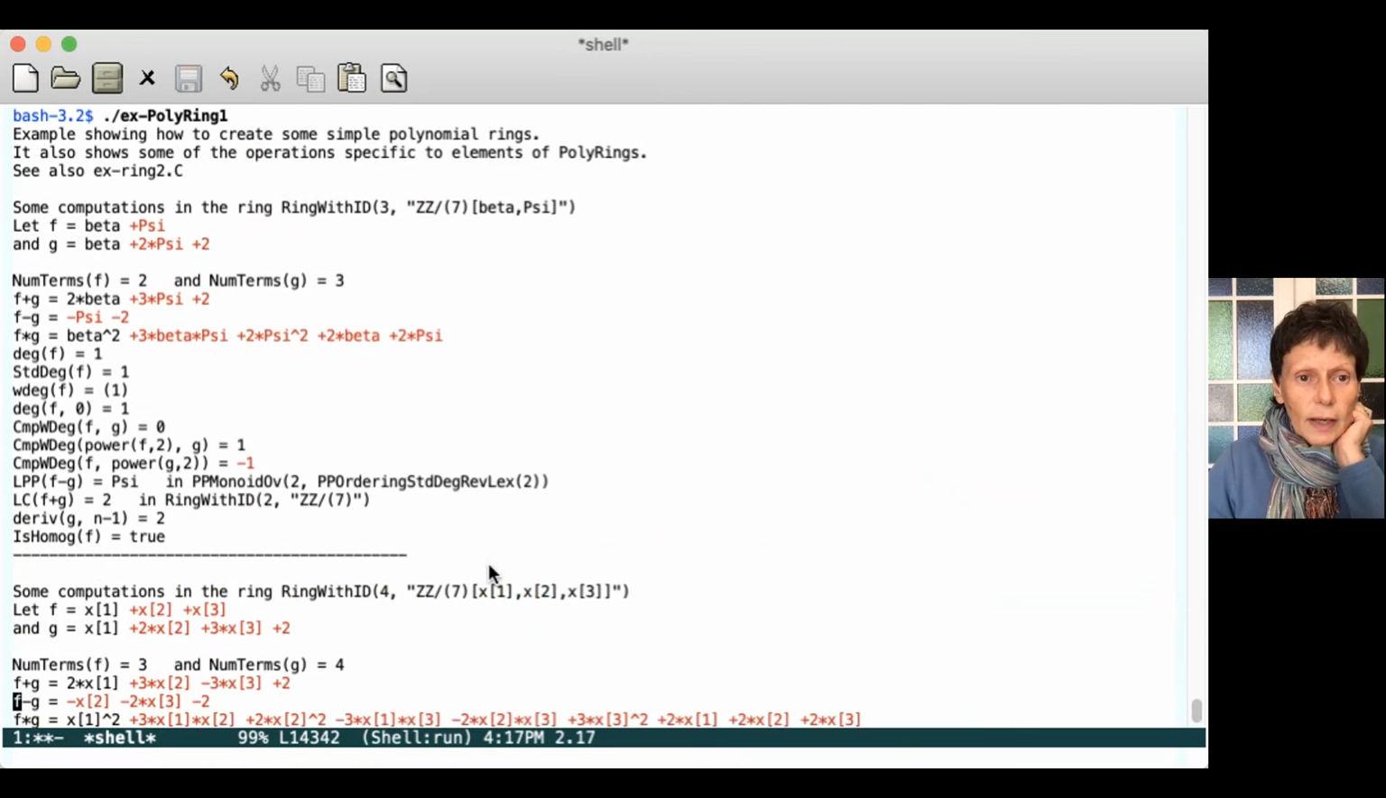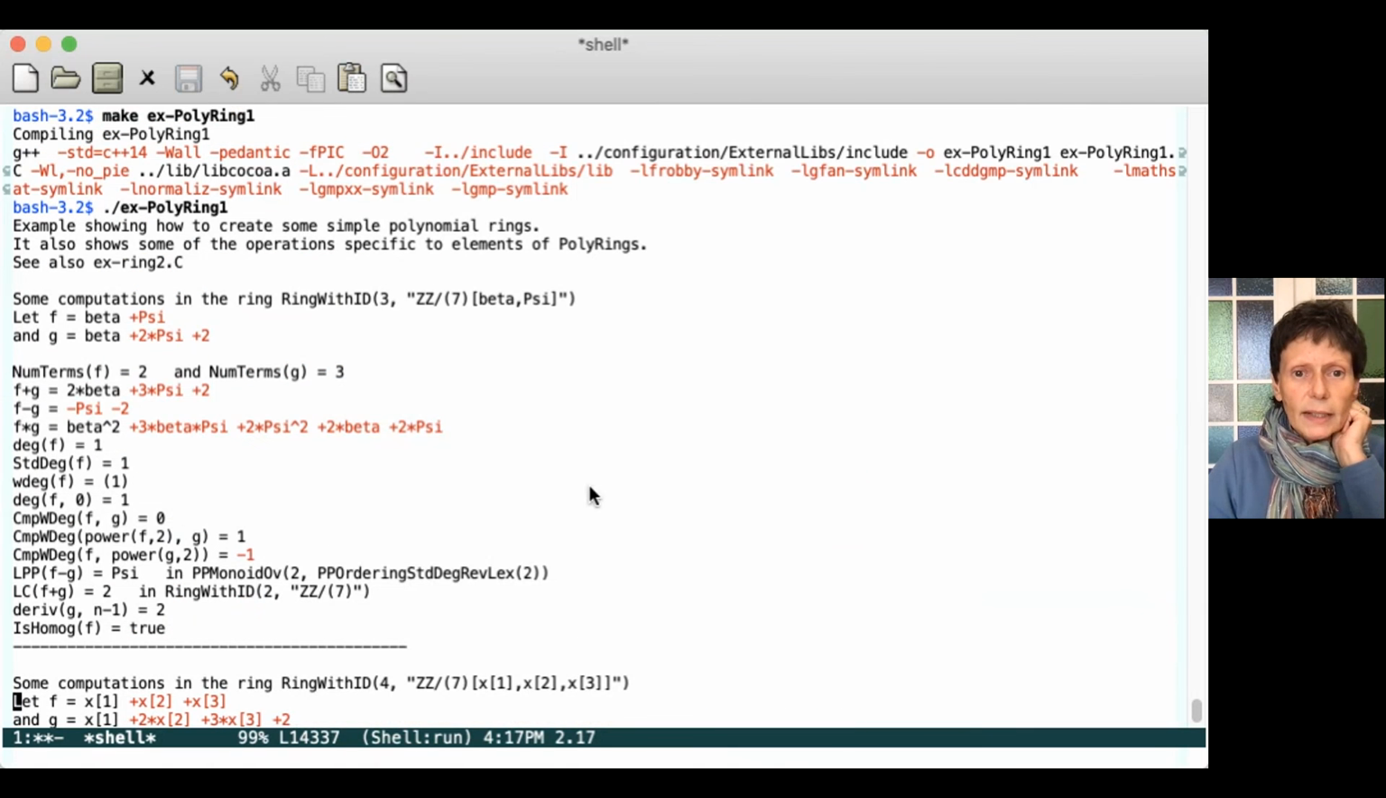So the ordering, the default ordering is degrevlex, like in CoCoA 5. So the default grading is the standard grading. So it is homogeneous F. Where is F? F is here, and yes, it was not modified. Is homogeneous F true? Because it is 2 monomials of degree 1.